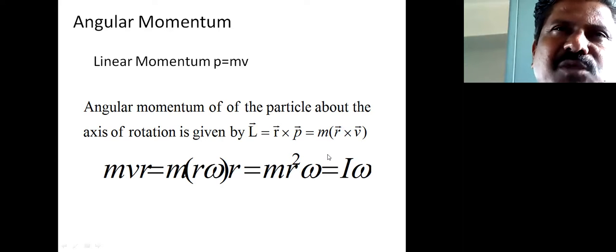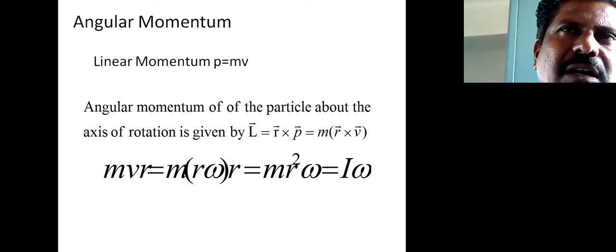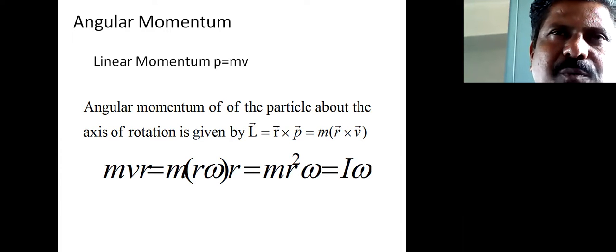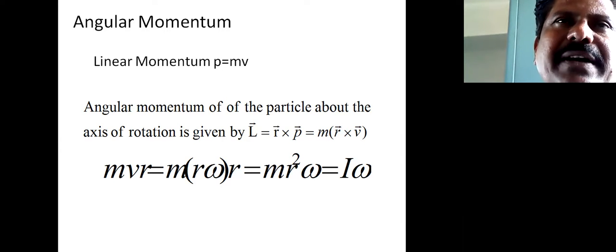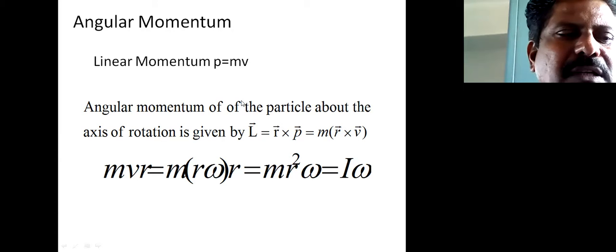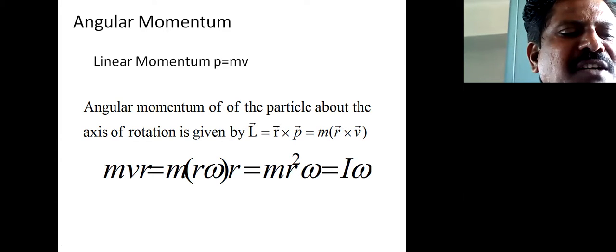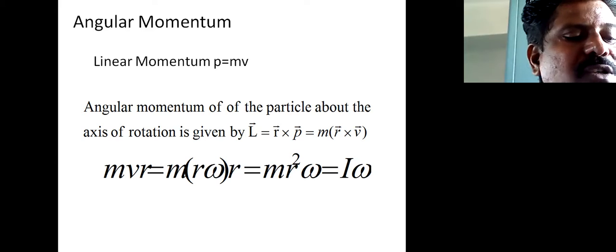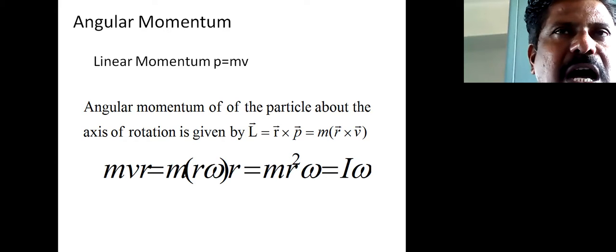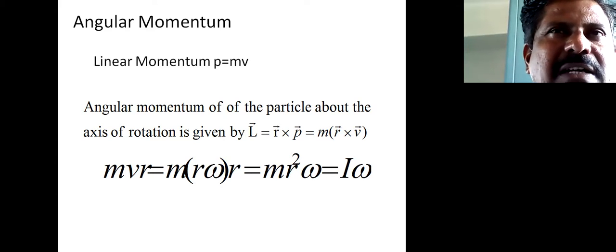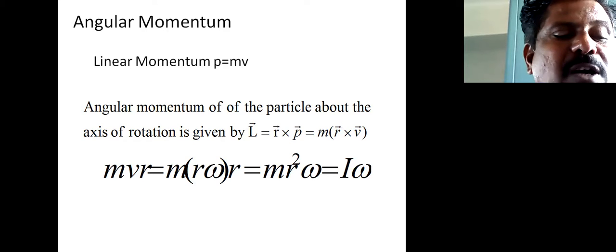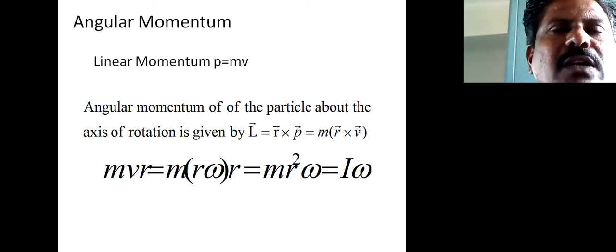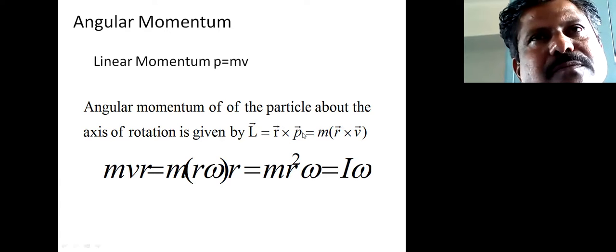Next, let's write the angular momentum. The moment of linear momentum of an object about a fixed point is nothing but angular momentum. Here, the moment of linear momentum of the particle about the fixed point is known as the angular momentum of the particle. How do we measure this? It is given by the vector product of the radius vector r, the distance of that particle from the fixed point, and the linear momentum.